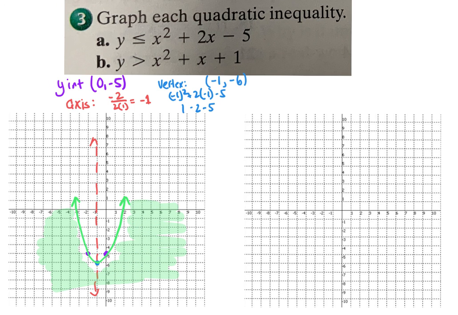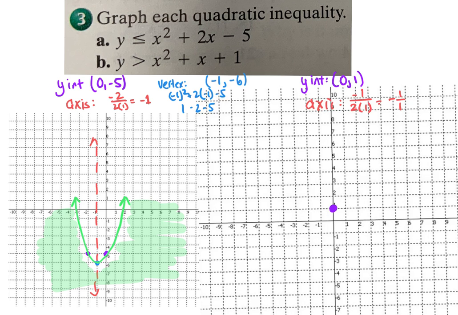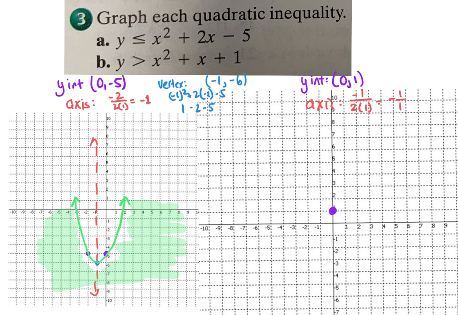So solid parabola here. And because it's less than, you're going to shade underneath it. All right. For the second one, your y-intercept happens at 1. So your y-intercept is 0, 1, which graphs right there. Your axis is going to be -b, which is a 1, over 2 times a. So you get an axis at -1/2. I'm going to make this a little bigger. All right. So -1/2 happens right here.